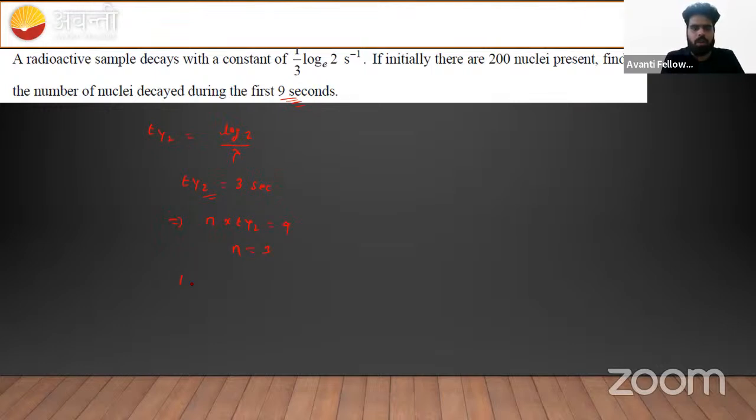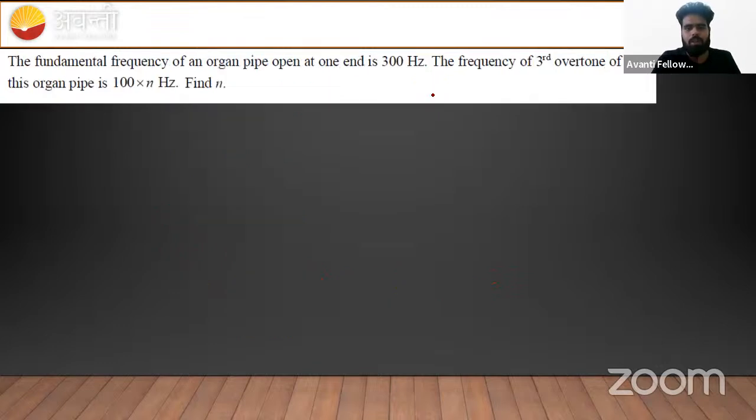If we want to find the number of nuclei remaining after 3 half-lives, it is nothing but 2 raised to power n. Here we can find the value of n: initially 200, and this value will become 175. How many nuclei decayed? That is n naught minus n, which equals 25. So the correct answer here is 25.